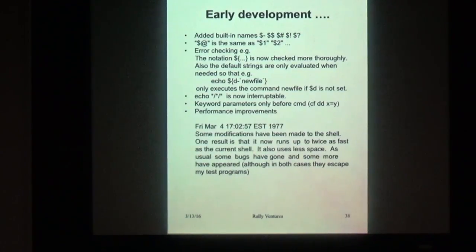So this was 77, and this is actually when we sold somebody else. I'll explain when we sold in a minute. But at the end it says modifications, right, it runs twice as fast, uses less space, and I put some bugs in there, but I don't know what they are.